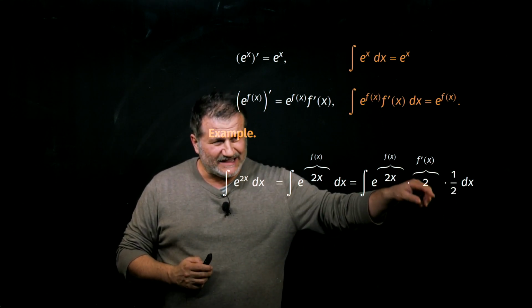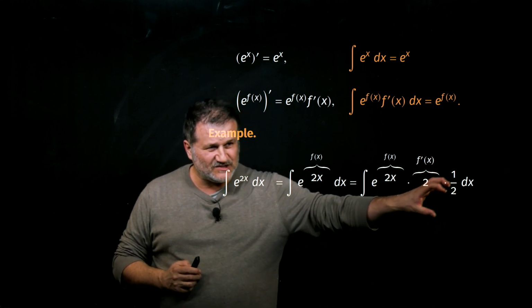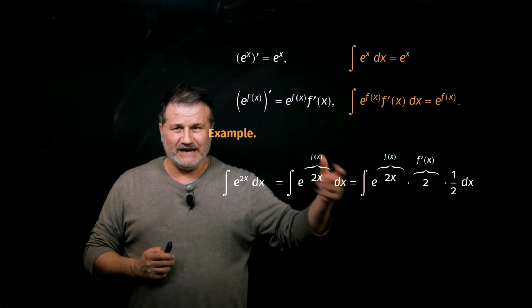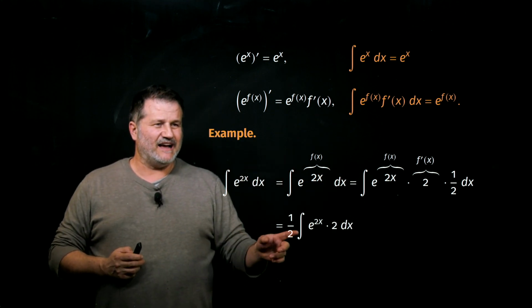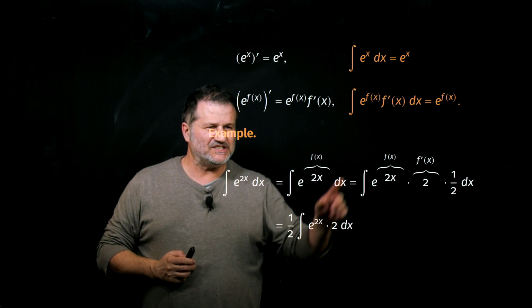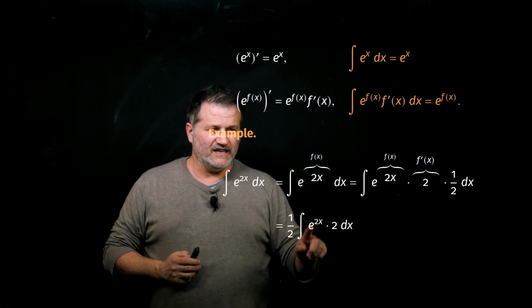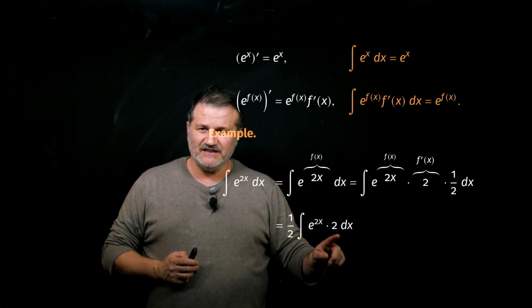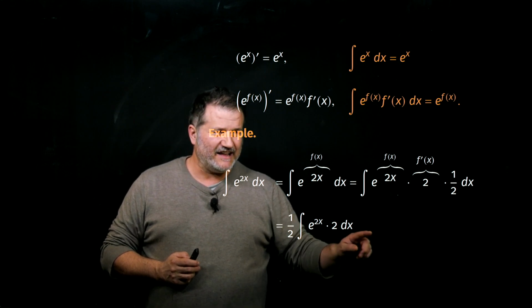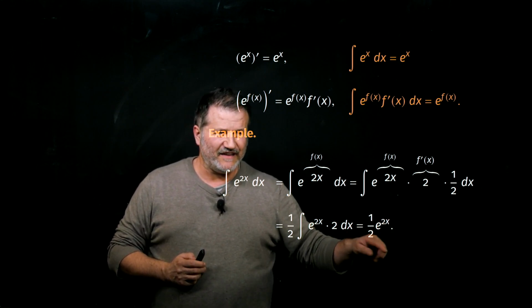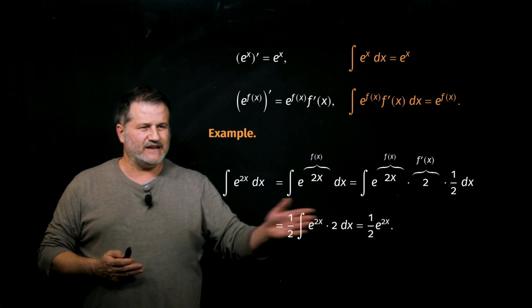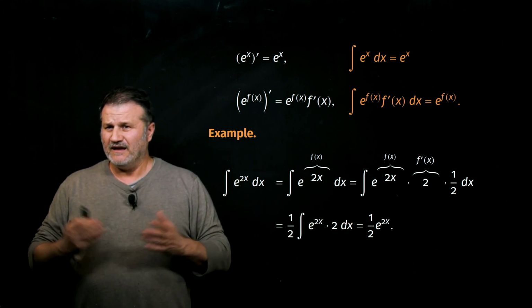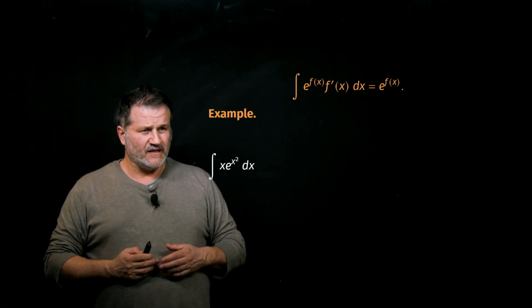Well, actually, what I can do is carry this 1/2 outside of the primitive by linearity, and this now becomes 1/2 times this primitive, which is exactly in this form, e to f(x) times f prime of x. And this then is equal to e to f(x), so e to 2x, times the 1/2 that I had before. And the calculation is over.